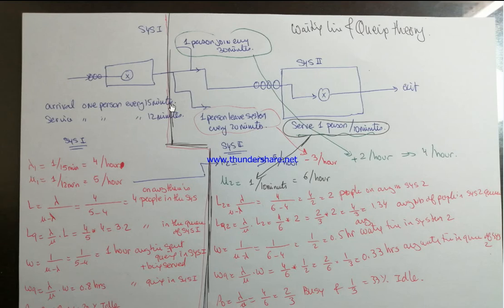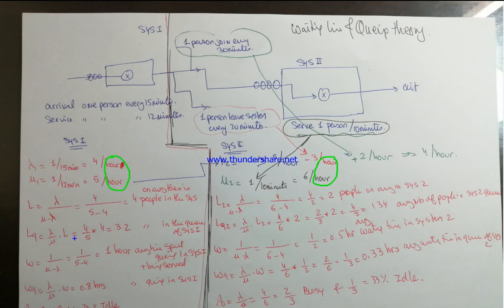Lambda is one person every 15 minutes, and as we said last time, we always have to use the same unit of time, which is 1 hour, for both. So if one person arrives every 15 minutes, that means 4 people every hour, and the service of 1 every 12 minutes is 5 every hour. The arrival rate is less than the service rate, so the system is okay and we can proceed.